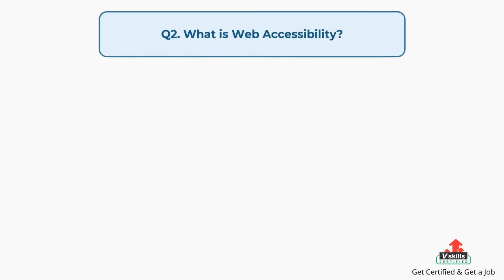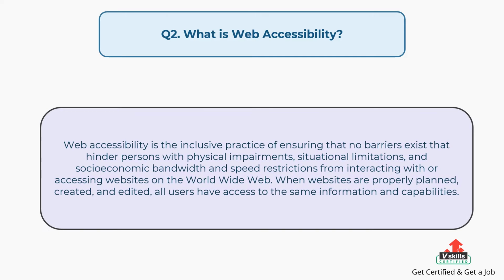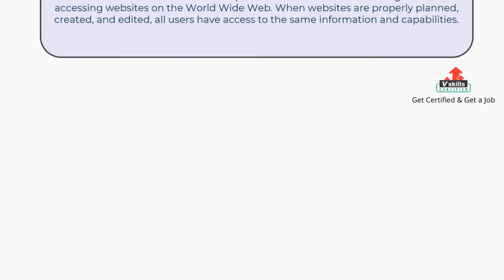Question number 2. What is web accessibility? The answer is: web accessibility is the inclusive practice of ensuring that no barriers exist that hinder persons with physical impairments, situational limitations, and socio-economic bandwidth and speed restrictions from interacting with or accessing websites on the World Wide Web. When websites are properly planned, created, and edited, all users have access to the same information and capabilities.